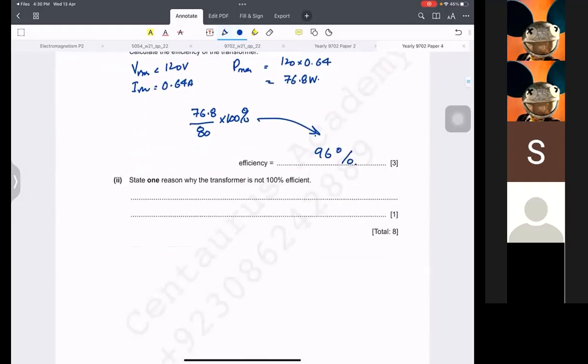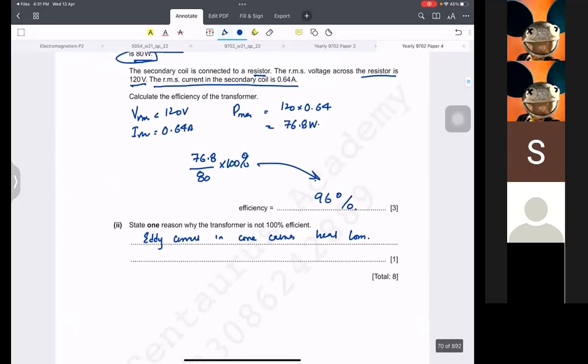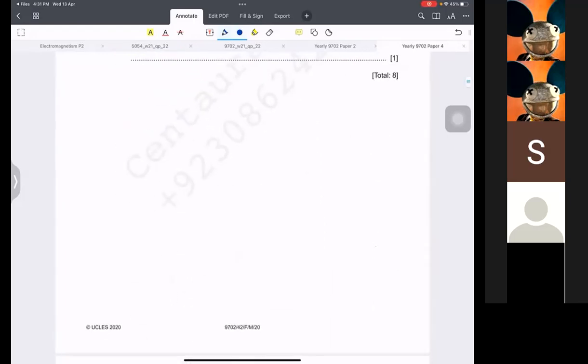State one reason why a transformer is not 100% efficient. That is because usually in a transformer there are eddy currents. Eddy currents in the core cause heat loss. Is it okay to just write eddy current and not give the full information? No, that would be wrong. You have to understand that there has to be some other thing. Okay. Yes, sir. All right then.